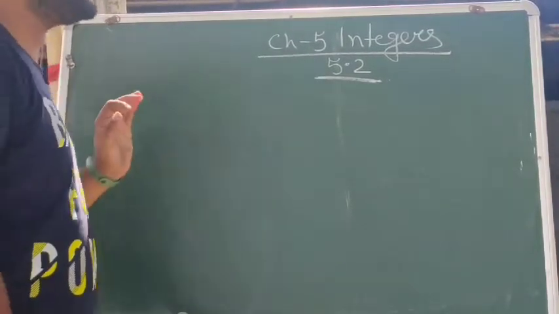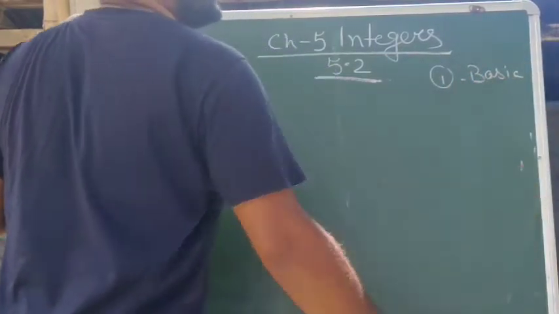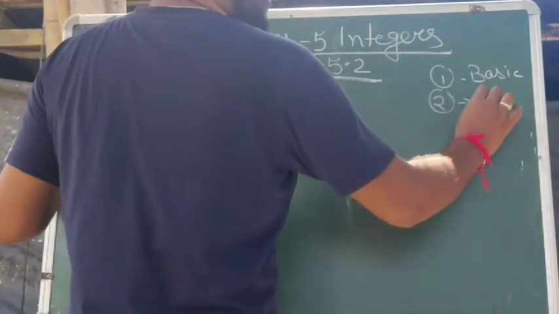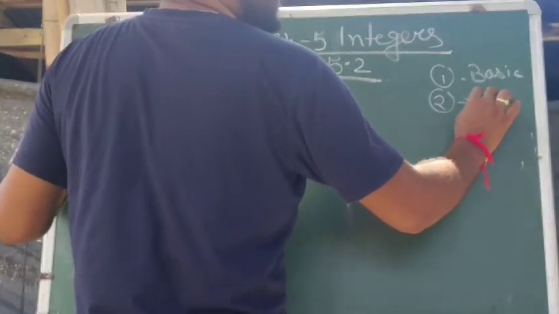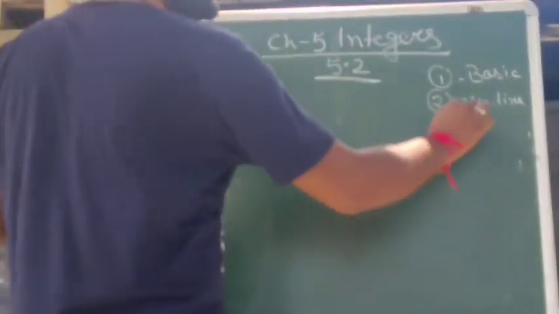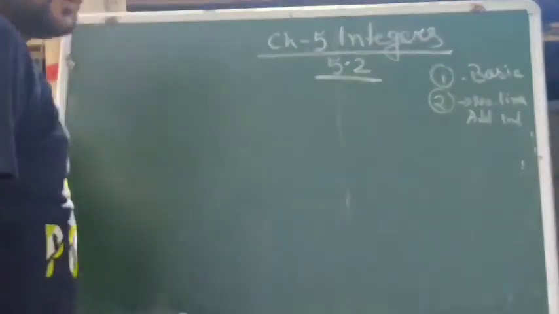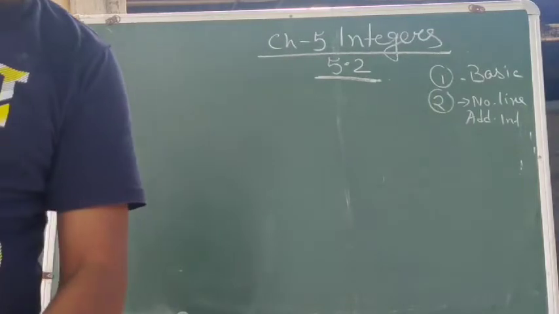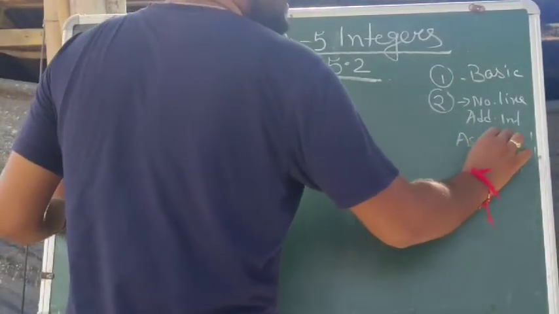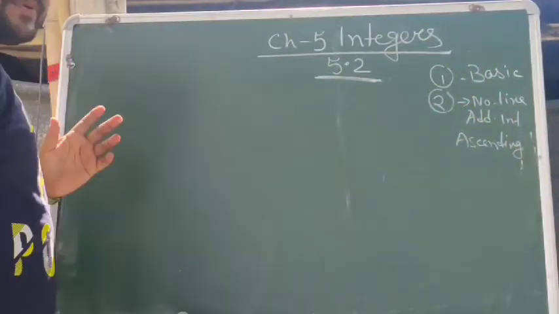In the first video, I explained the basics of integers, what an integer is and everything. In the next video, I explained how to represent integers on the number line, and some other questions. Addition of integers was also explained. Ascending and descending order, how to arrange integers in ascending and descending order, were explained in the previous video class.